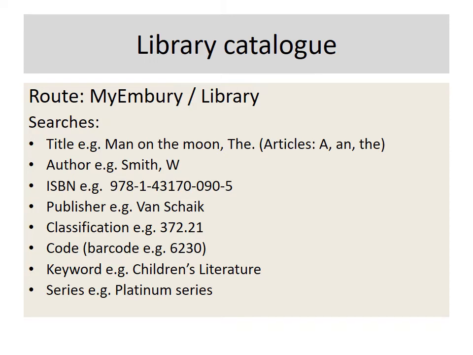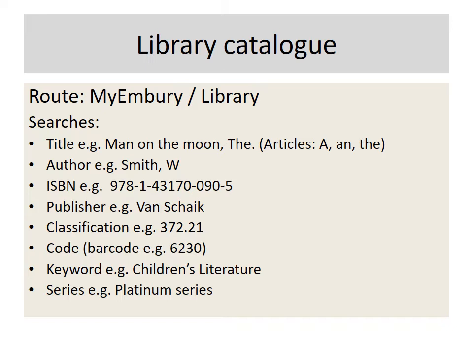The library catalogue. The library catalogue can be accessed via the following route. Log into My Embry and then click on Library. You can do the following searches in the catalogue. A title search. Please bear in mind that if a title starts with an article, for instance, the, a, and an, please leave it out. So a book titled The Man on the Moon must be searched as Man on the Moon.